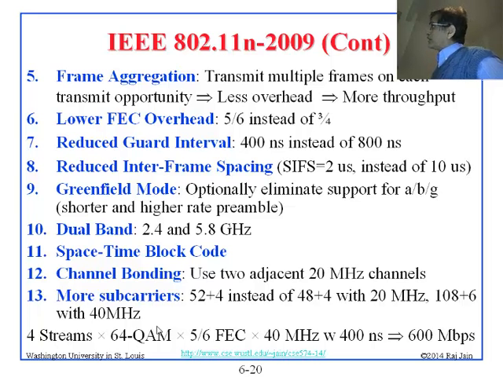Reduced guard interval. So before every symbol, you just put some space so that they don't collide. And here, the standard was 800 nanosecond before. Now 400 nanosecond is allowed. Reduced interframe spacing. They just actually squeezed out every little bit and byte everywhere. And so SIFS was 10 microseconds before. Now 2 microseconds is allowed. Okay, it's a lot of time.